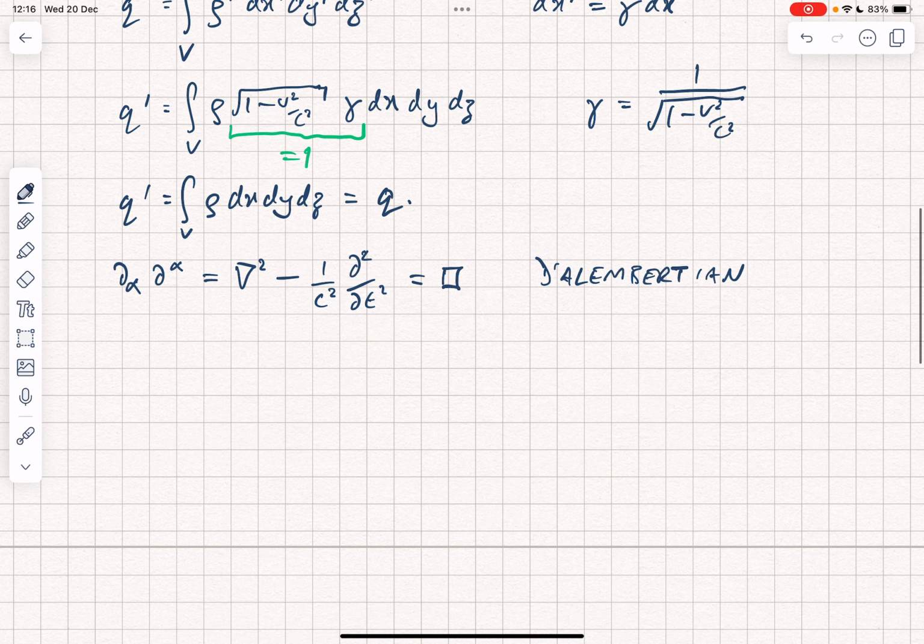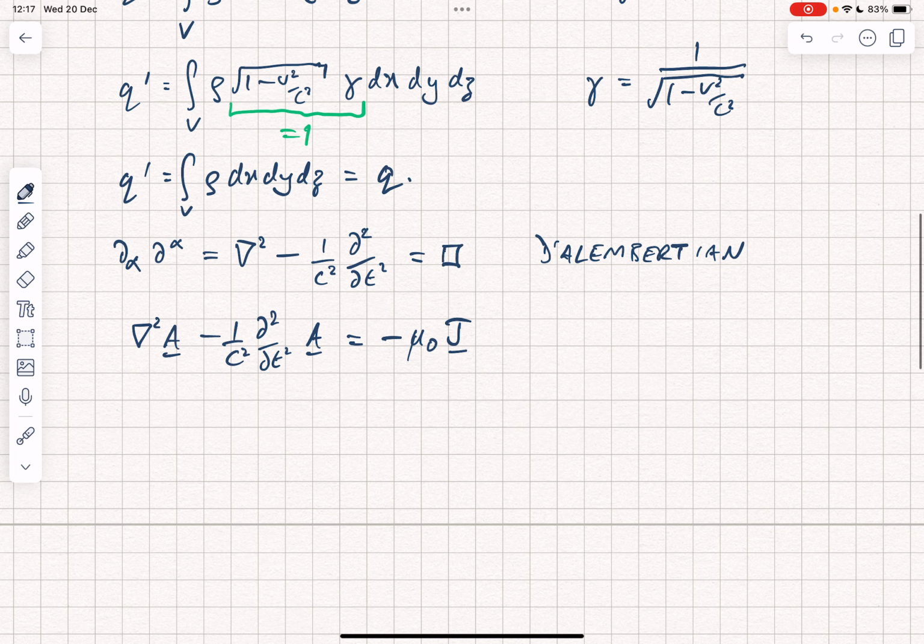Now, the reason I've introduced this is because I want us to go back to the previous set of lectures on emission of radiation and the general solution for the electromagnetic potentials, where we found the following. We found that del squared of the vector potential A minus 1 over c squared d2 by dt squared of A was equal to minus mu naught J, the current density, and we found that del squared phi minus 1 over c squared d2 by dt squared of phi is equal to minus rho over epsilon naught.